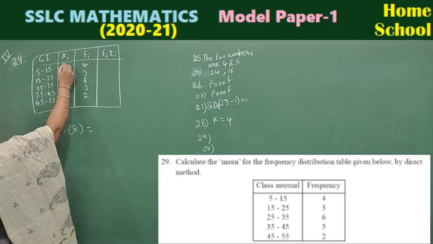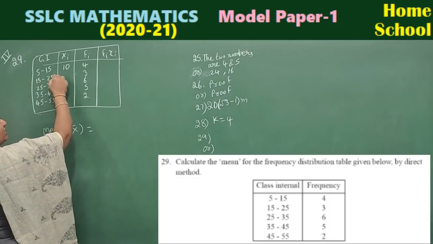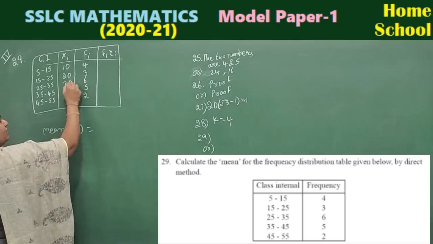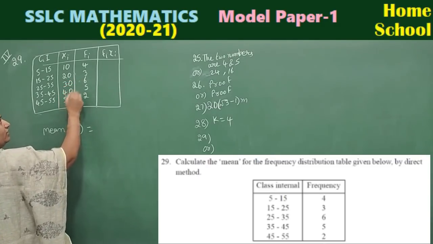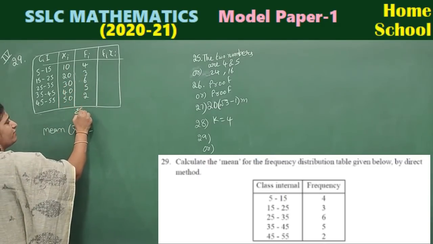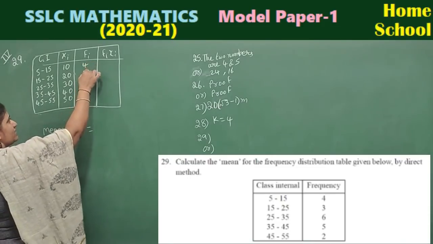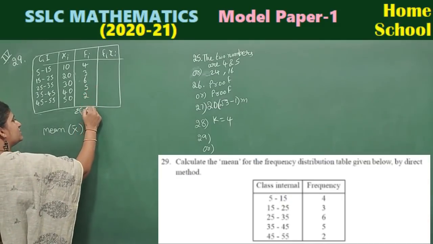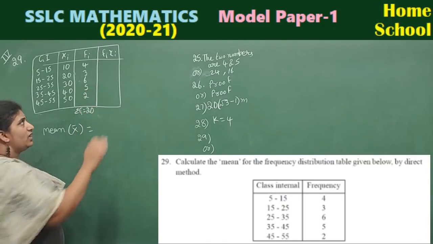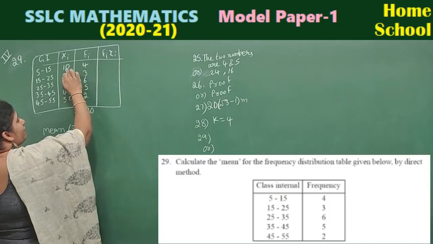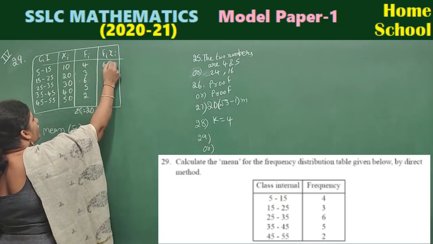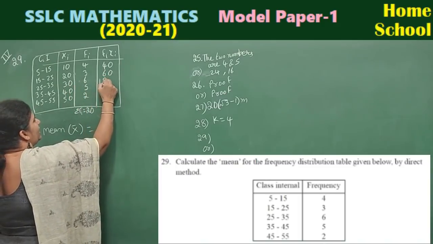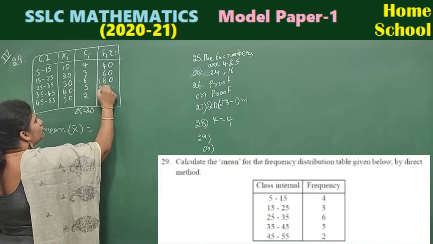5 plus 15, 20. 20 by 2 will be 10. 15 plus 25 will be 40. 40 by 2 will be 20. Similarly, 30, 40, 50. Find out sigma fi: 4 plus 3, 7. 7 plus 6, 13. 13 plus 5 will be 18. 18 plus 2, 20. Now multiply fi xi: 4 tens are 40. 3 20s are 60. 6 30s are 180. 5 40s are 200.